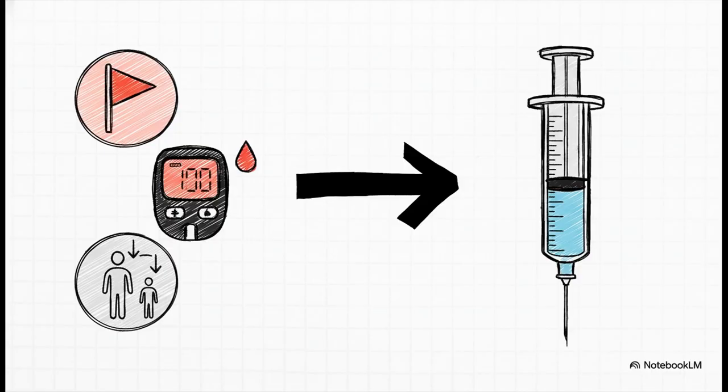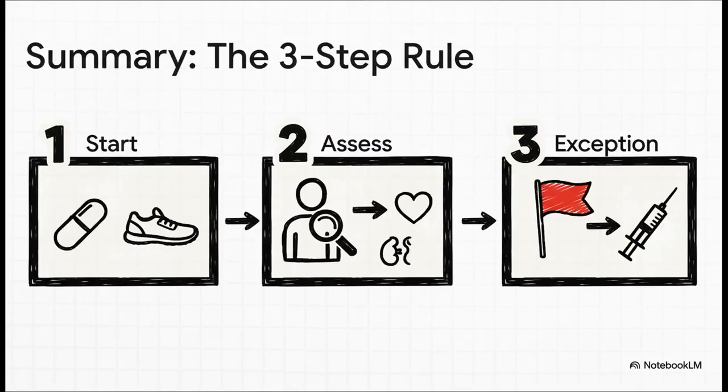We need to give the body the insulin it's screaming for to break that toxic cycle and get the patient safe. So we can really boil this whole strategy down to a simple 3-step rule. 1. Start with the foundation, metformin plus lifestyle. 2. Assess for those high-risk comorbidities. If they have ASCVD, heart failure, or CKD, you add an SGLT2 inhibitor or a GLP-1 agonist for organ protection. And 3. Always look for the exception. If you see severe hyperglycemia or signs of catabolism, you go straight to insulin.